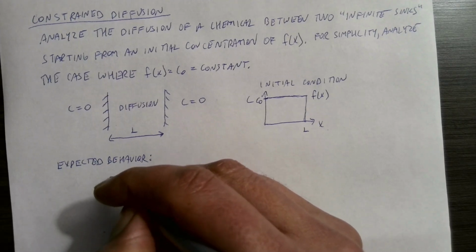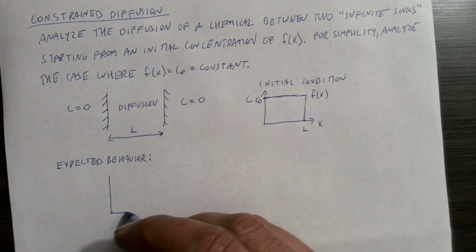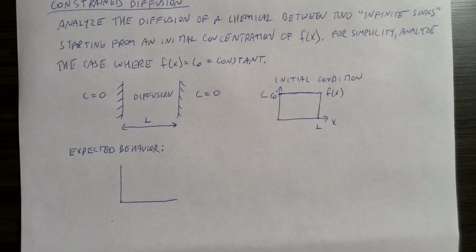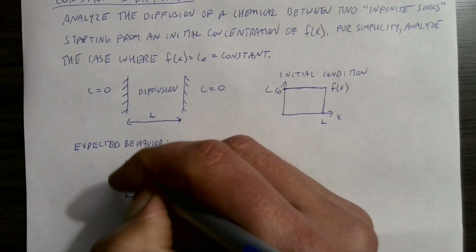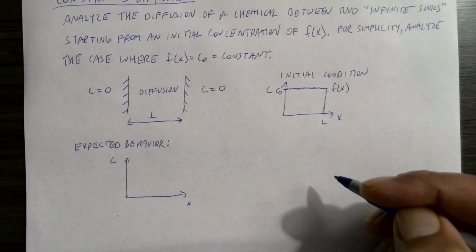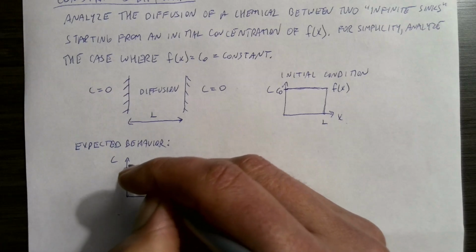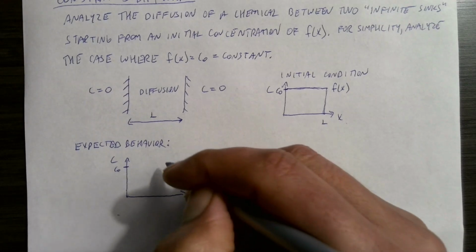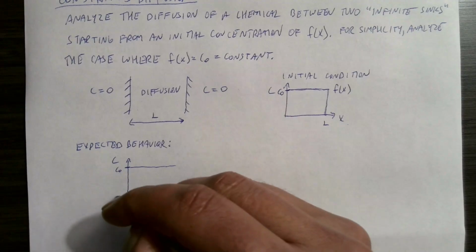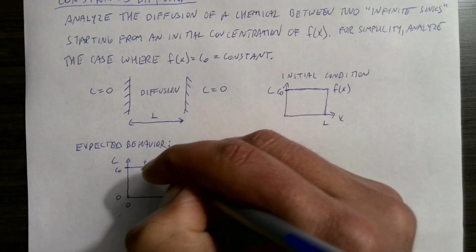Let's think about what we expect this to do if we were to make a plot, because we're going to do a bunch of math here. But the math is really just to give us an equation that tells us something that should make sense to us. It should be intuitive, at least. Here we're going to plot, again, concentration versus distance, and I want to look at what this looks like at different times. We know at the beginning it's got a value of C0, and it goes from 0 to L. So we've got a constrained case, and this is at t equals 0.